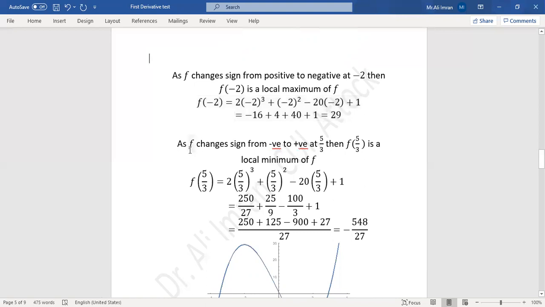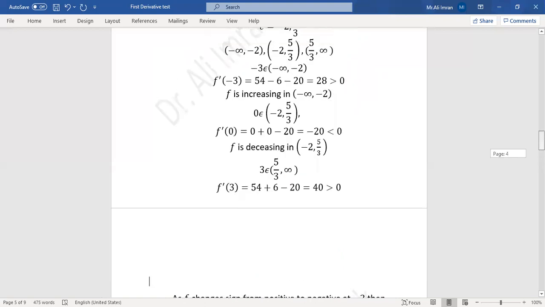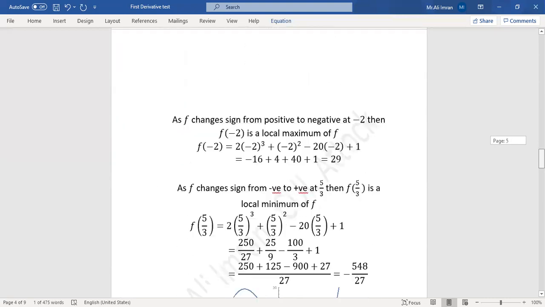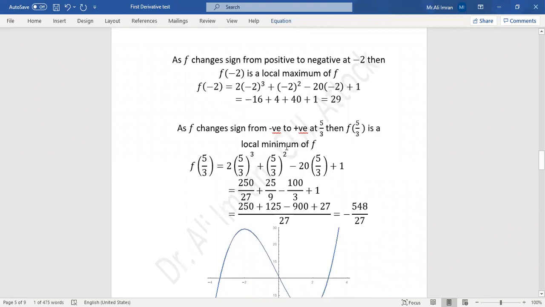Now, in the second interval the function is decreasing, and in the third interval the function is increasing. This means that the function changes sign at x equal to c from negative to positive. It means that the function has a local minimum at x equal to 5 by 3. Now we will find this local minimum by putting x equal to 5 by 3 in the given function.